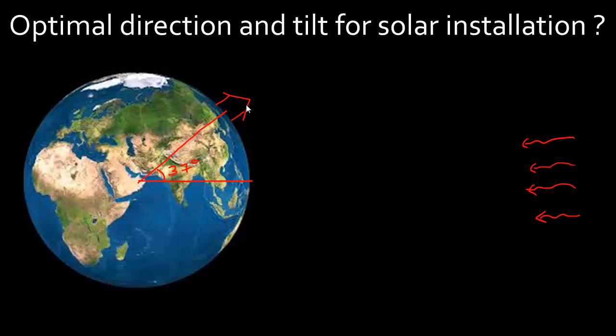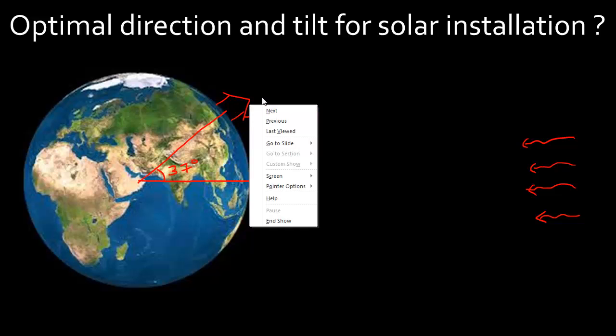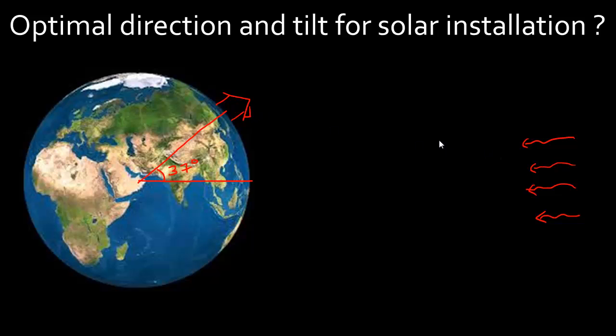So now what I want to do is optimize the efficiency of my panels. I want to essentially have this panel facing towards the sun. This should be facing the sun. So this would happen if I'm located in the northern hemisphere, then I should place my panel on the south facing part of my roof.